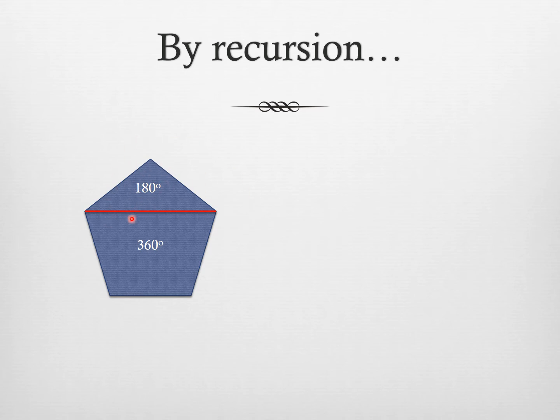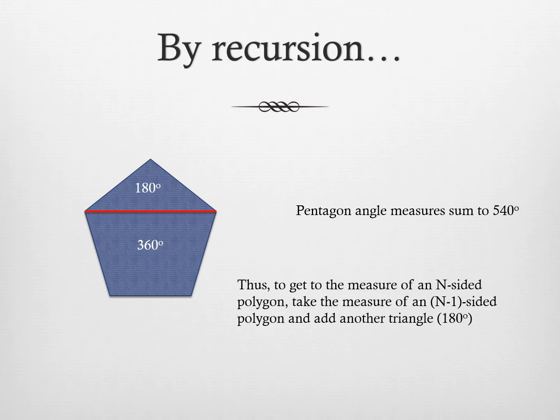So a pentagon's angle measure sums to 540 degrees. In other words, the way we get to an n-sided polygon, take the n-1 sided polygon, add another triangle to it. So each time we go up, we're adding another 180 degrees or another triangle.